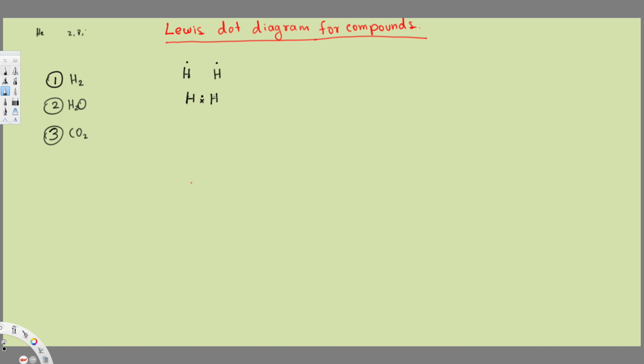So here we now have a complete format, right? So this is the Lewis dot diagram, but we have to represent this as one bond right here. So this is going to be the final Lewis diagram, and this is the diagram for H2. So let's see how we can draw the diagram for H2O.